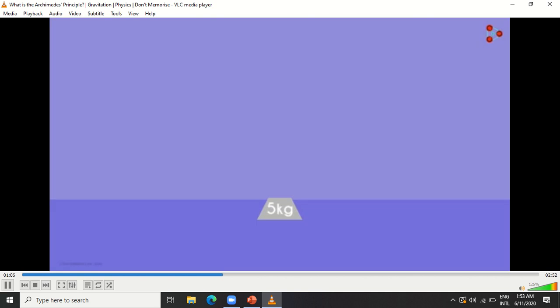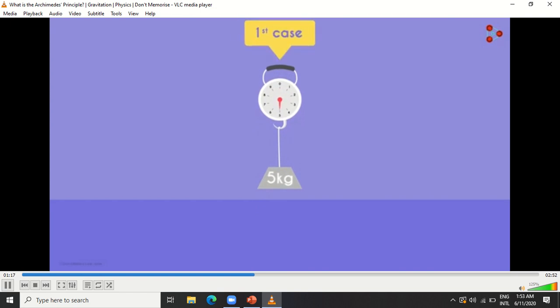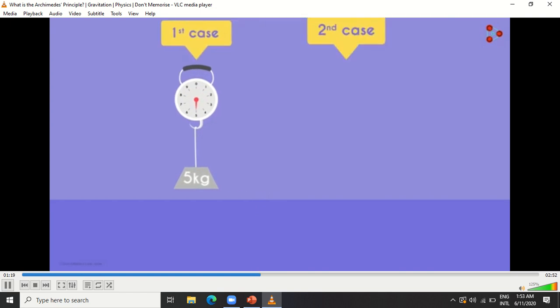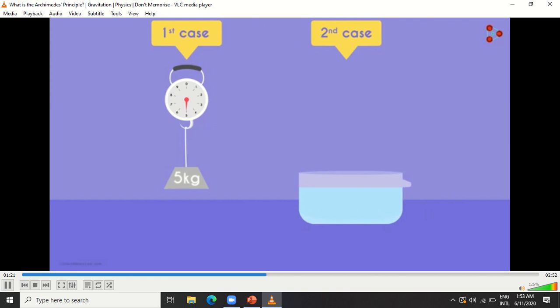We can take a simple example to understand this. Take a 5 kg solid object and suspend it by a spring balance. The balance will read 5 kilograms. Let this be the first case. For the second case, take a beaker of water which has a small opening at the top. The water in the beaker is filled right up to this point where the opening is. And we keep a small container under the opening.